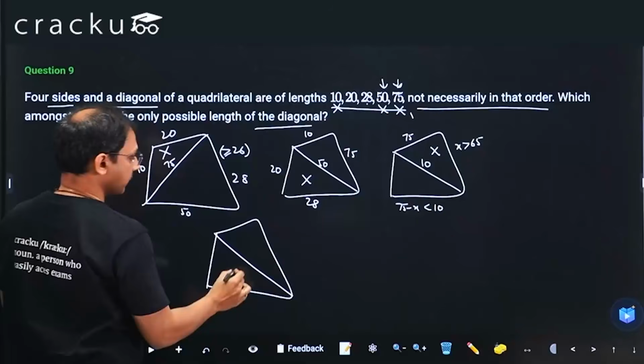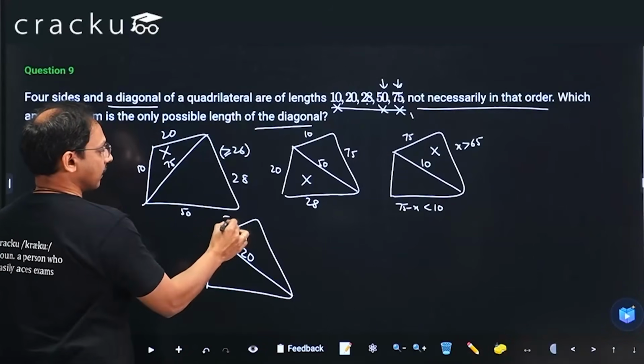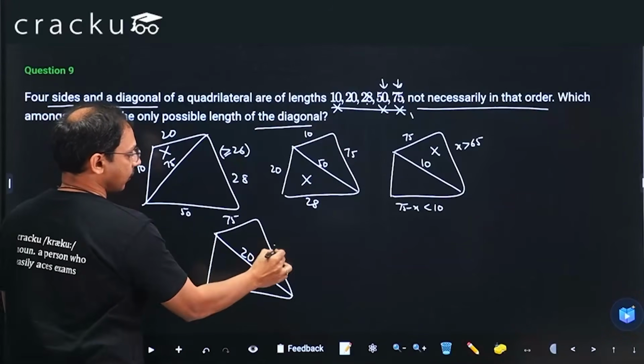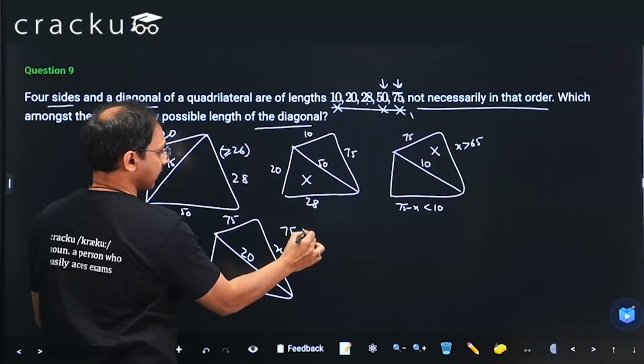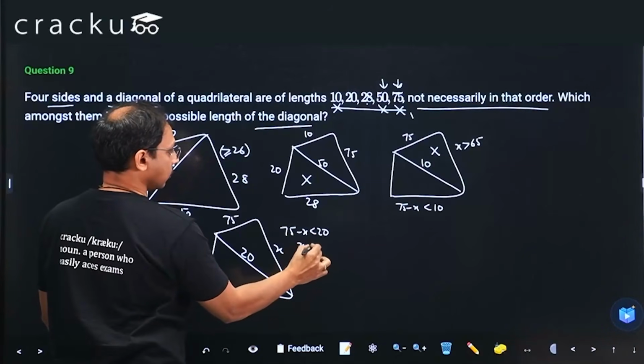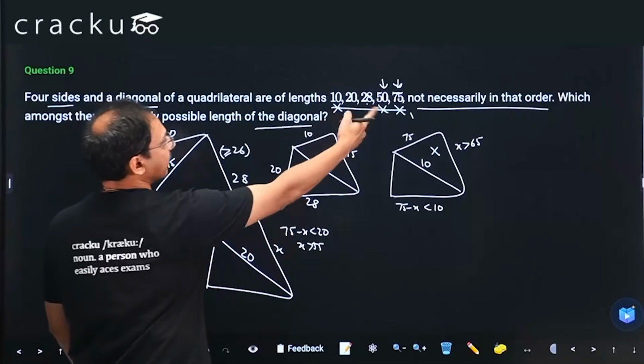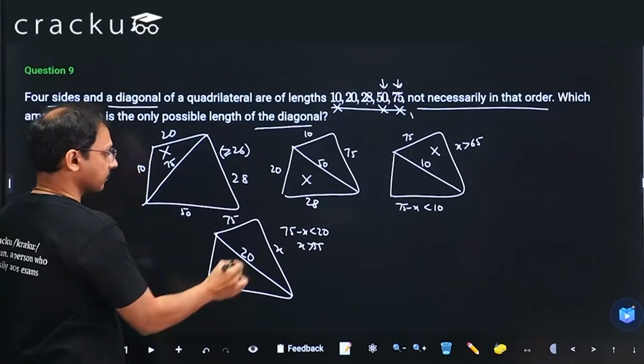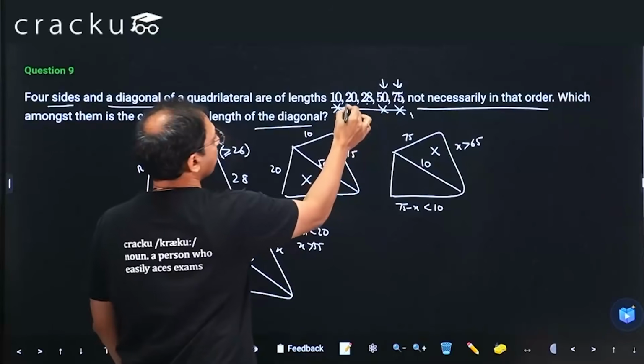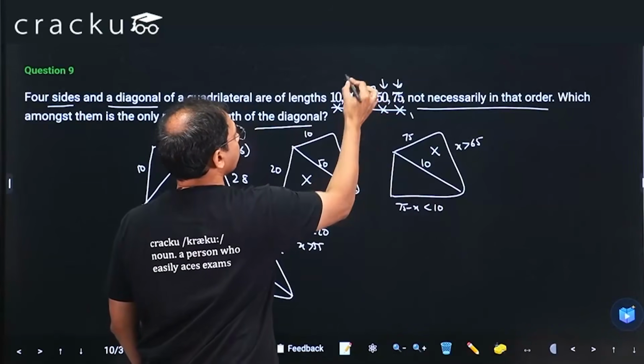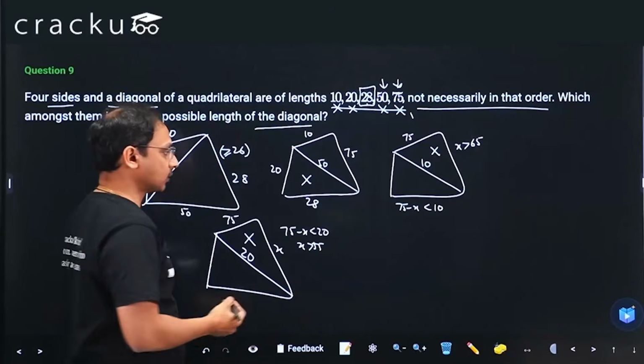Let's check with 20 as the diagonal. Now 75 will come here. If I call this x, 75 minus x should be less than 20. So x should be greater than 55. I don't have any other side which is greater than 55. So this is also not possible. So the only value which can be a diagonal is 28. That should be the answer.